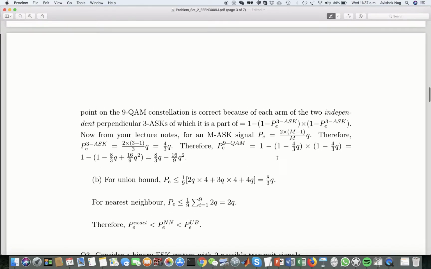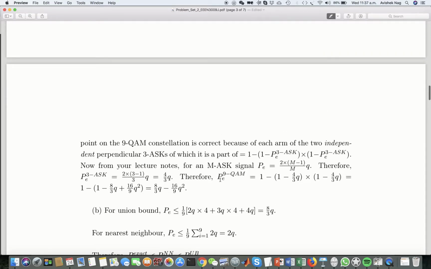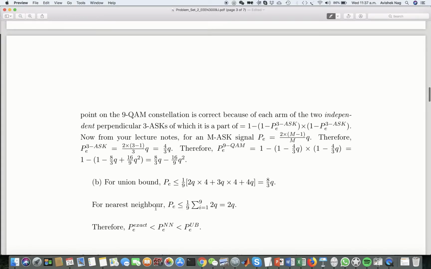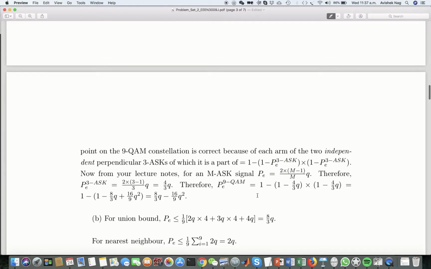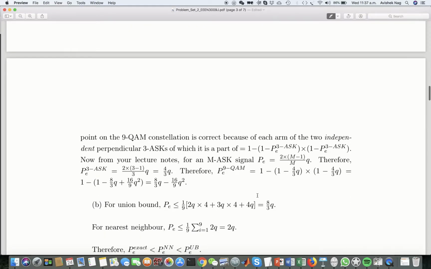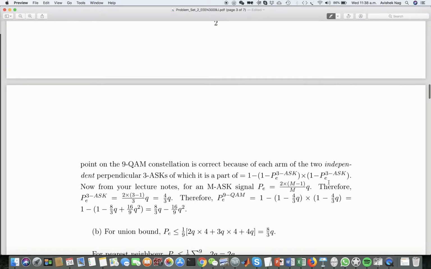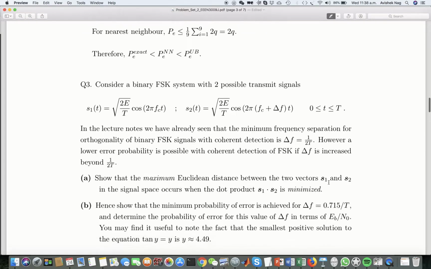And again, most of you got different parts of it correctly. Some of you didn't do both the union bound and nearest neighbor. Some of you just did the union bound calculations and compared with the exact expression. So those of you who did all three probability calculations and then used this comparison got the maximum marks on this question. Otherwise I had to deduct accordingly, depending on your calculations and also the explanations of the calculations. Then comes question 3.